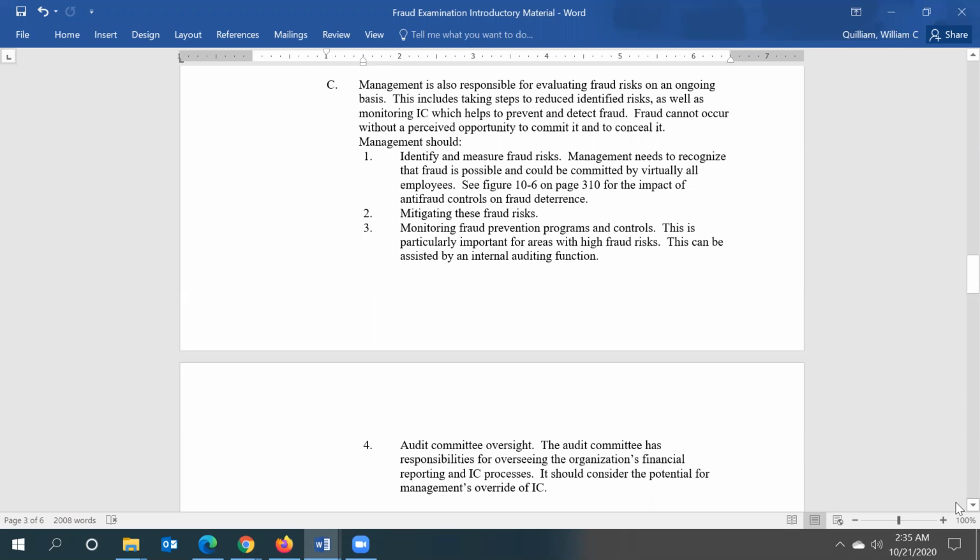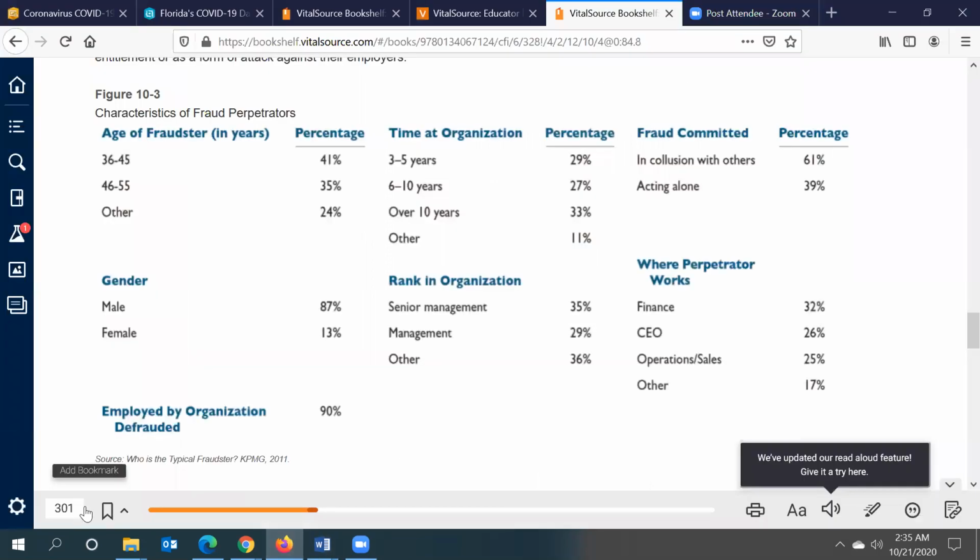One is to identify and measure fraud risks. And management needs to recognize that fraud is possible and could be committed by virtually all employees. And we'll take a look at figure 10.6 on page 310 for the impact of anti-fraud controls on fraud deterrence. Let me go ahead and flash that up here on my screen for you.